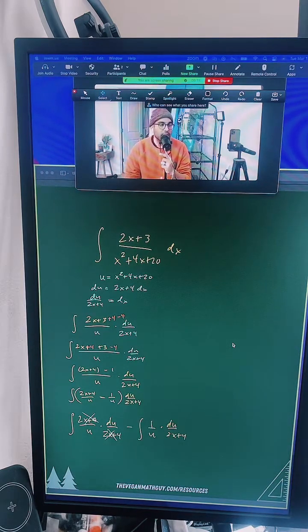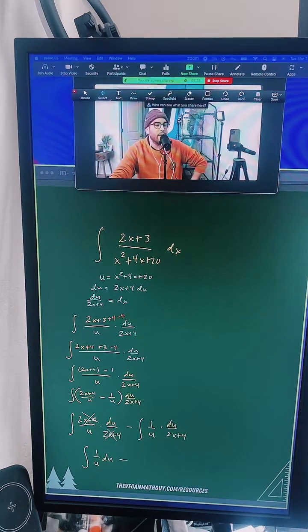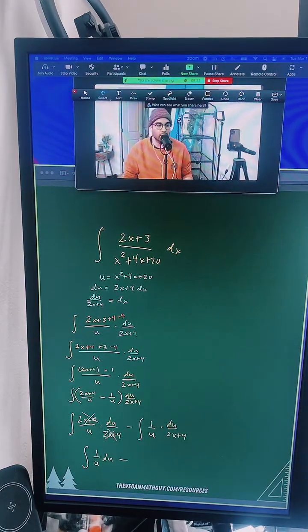That first integral, that was really easy. That 2x plus 4 cancels out. So we have 1 over u du. We'll fix that in a second. And now for this other one, we can cancel out that 2x plus 4. Let me rewrite this. Bear with me. I'm going to rewrite that u value that we had, and it's going to be x squared plus 4x plus 20. And then I still have, I'm going to rewrite the du over 2x plus 4 as my dx.